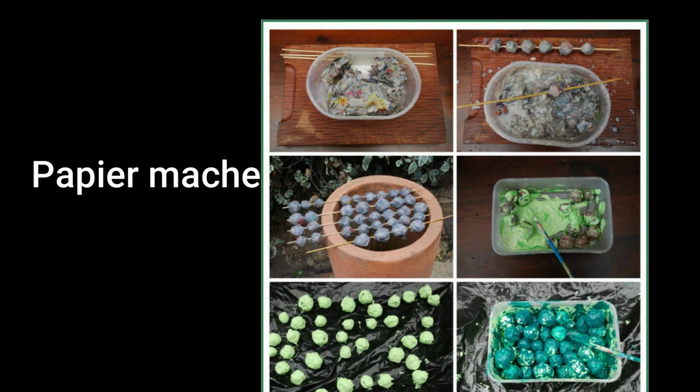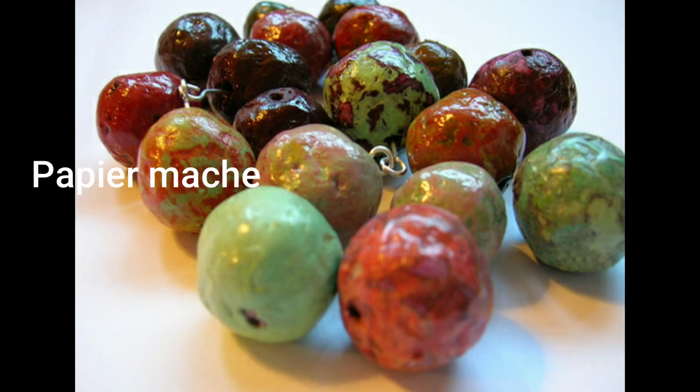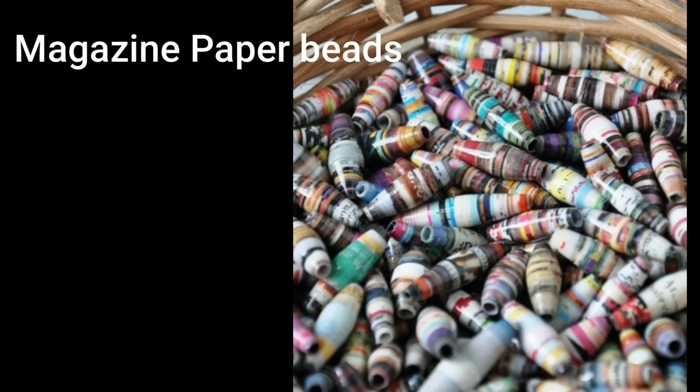When newspapers are soaked in water into a mushy state, they're dried a little bit and rolled into balls, which are then bored at the center. Boring is creating a hole, and then they are painted and varnished. Magazine paper is where glossy magazine paper is cut in strips, which are then rolled together and either glued and varnished to give a glossy finish.